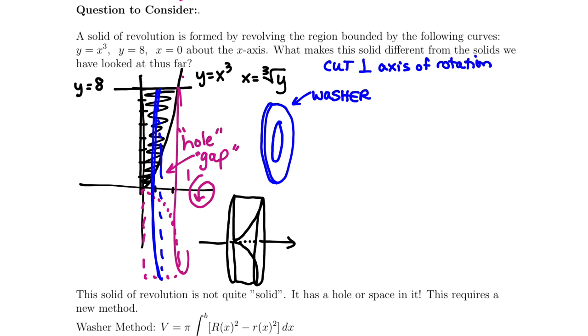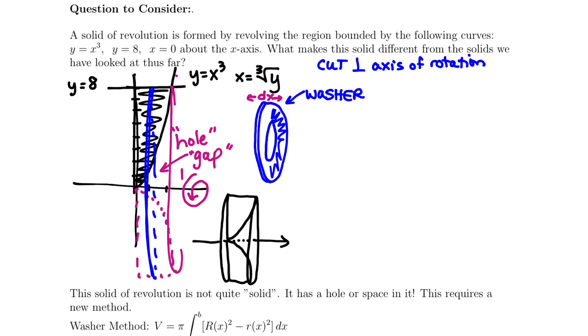How do you get the volume of a washer? Well, it has a thickness. We know we're going around the x-axis, so we know we have a thickness that's dx. But what we're more worried about is the area of the washer, which is one big circle take away one little circle. That's exactly how you create a washer: you take the little circle away from the big circle. That's exactly what we're going to do.